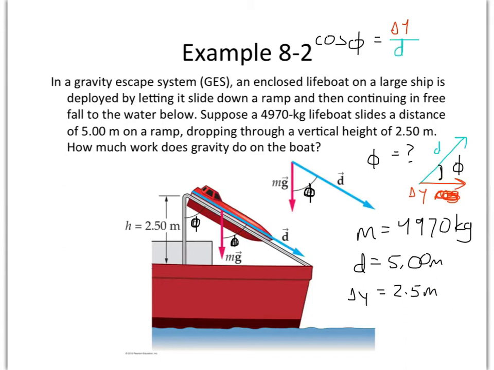So we can say that phi, I'm running out of space here already, so that phi itself is going to be the inverse cosine of, what's the delta y? Well, that's 2.5, right? It drops 2.5 meters in delta y. And the distance on the face of the ramp, or the hypotenuse, is d right there. That's 5 meters. Okay, so what is our phi going to equal? We do a quick little calculation. I get that our phi is going to be equal to 60 degrees.